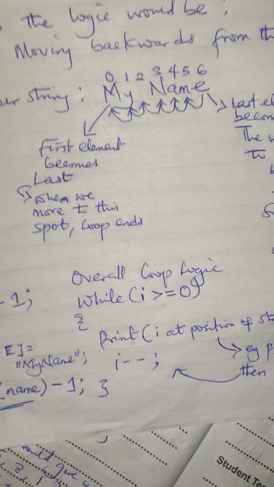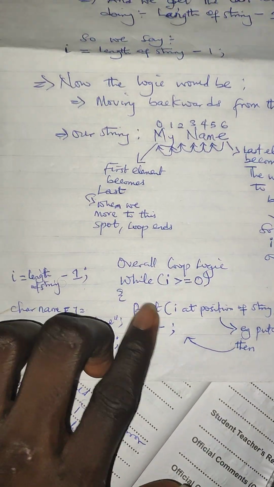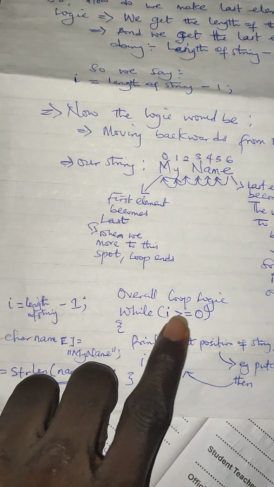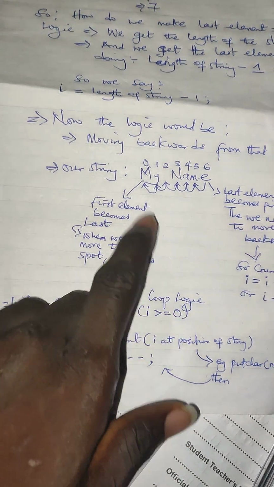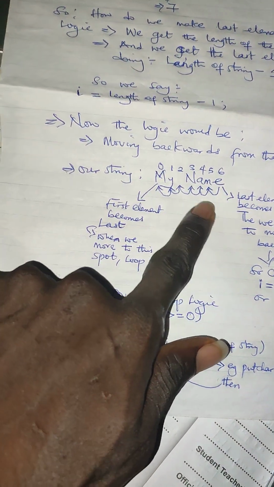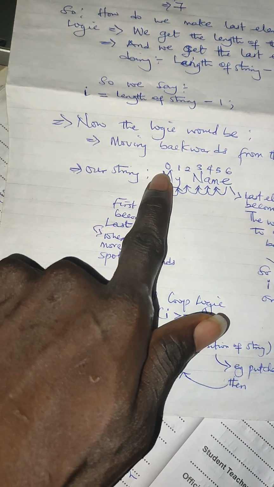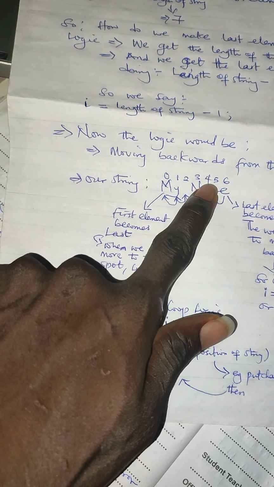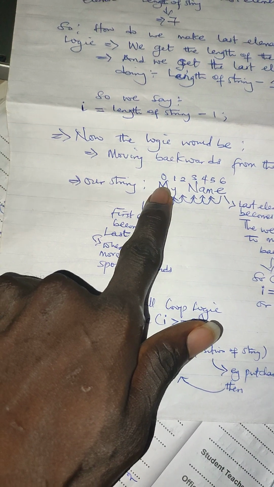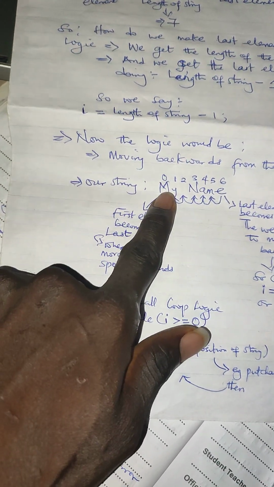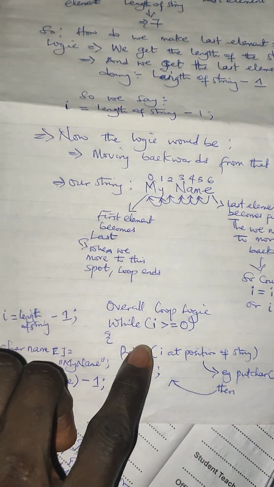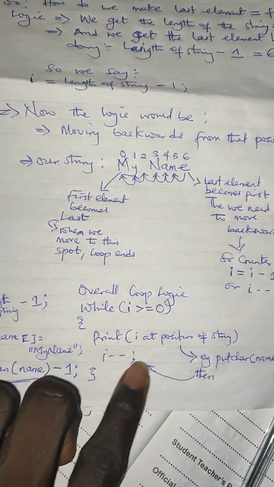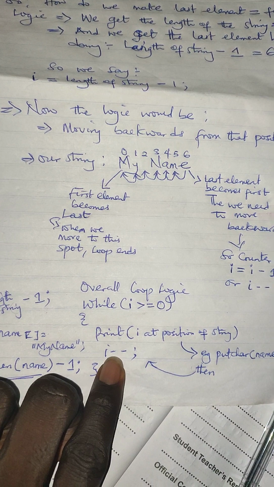So in this case, our I has become the last element character. Then we'll now say while I from this point is greater than or equal to 0, because we are going back to 0. Of course 6 is greater than this, so it will print 6. This is greater than this, it will print 5. The fourth character is greater than this, so print it, up till it gets to 0 equals 0. So we print I at that position of the string, then we decrement I.